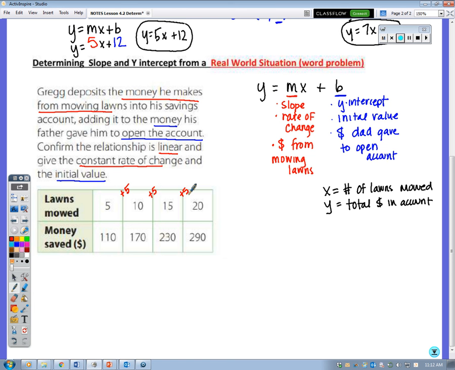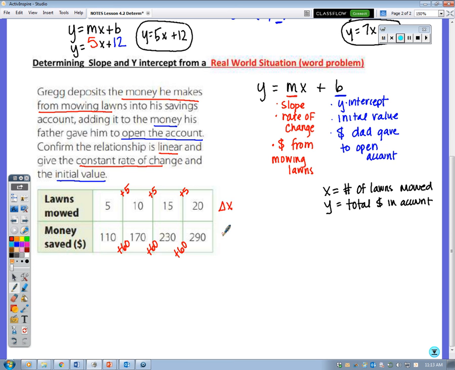So for this to be a constant rate of change, each of these should have a matching value for their change in Y's, right? So from 110 to 170, I would do 170 minus 110, which is 60. It should hopefully be a 60 here again if it's going to be a constant rate of change. That's 60. And here again, this is also 60. So it has a constant rate of change.